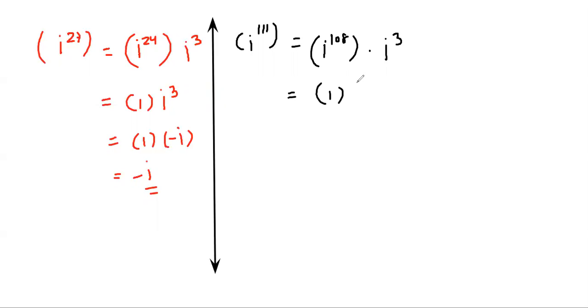What is i cube? You know what is i cube? Tell me what is i cube? -1. Minus i, beta. Pay attention. Minus i. So 1 into minus i is minus i again. So i raised to 111 is minus i. Let me check. Someone has sent the answer. Chat. Okay, Ishan again. He gave the right answer.